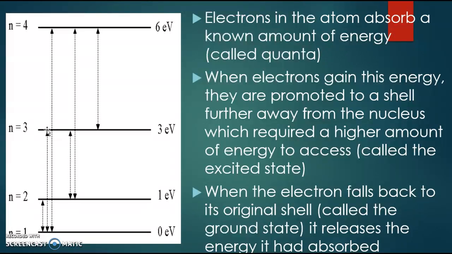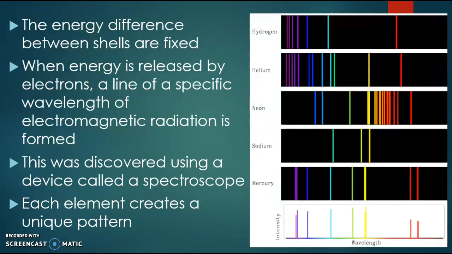Okay, and then eventually it's going to have to release that energy. It can't hold on to it forever. When it does release, it would fall back down to where it came from, in this case, the first energy level. So the energy difference between the shells are fixed, like I said before. When energy is released by the electrons, you can basically see that most of the time in form of light, and that's where we get this idea of electromagnetic radiation and a spectrum.